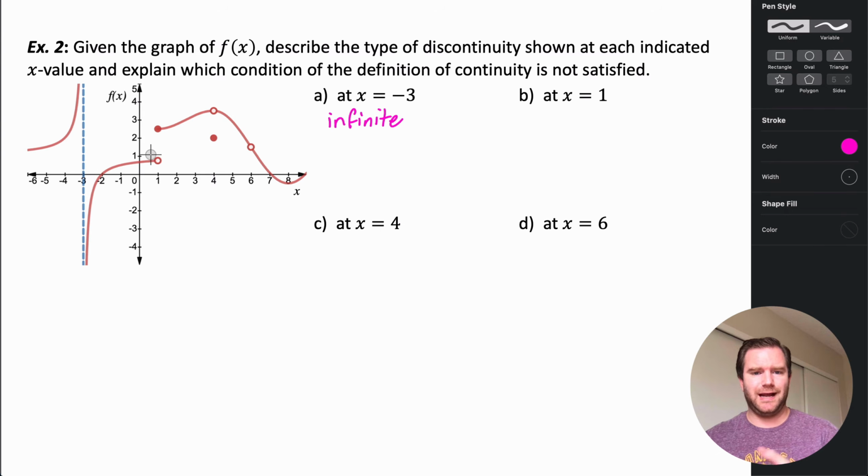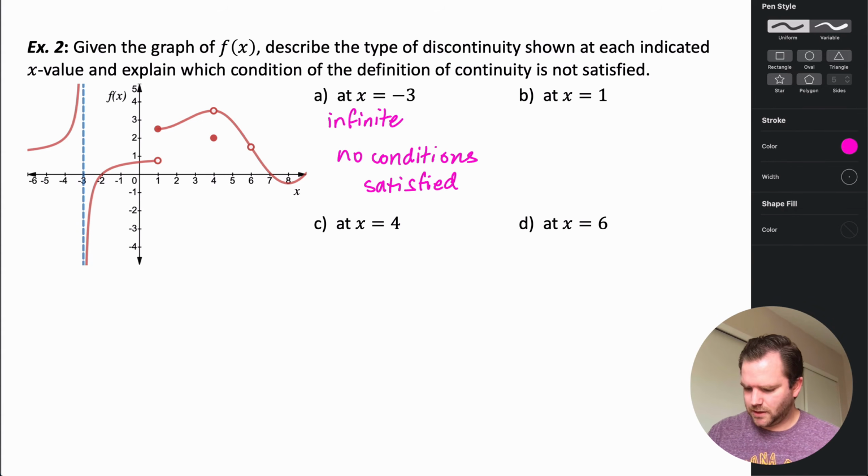It actually doesn't satisfy any of the continuity conditions, because the function's not defined at -3. The function is approaching different values, so the limit does not exist at -3. So none of the conditions of continuity are satisfied.